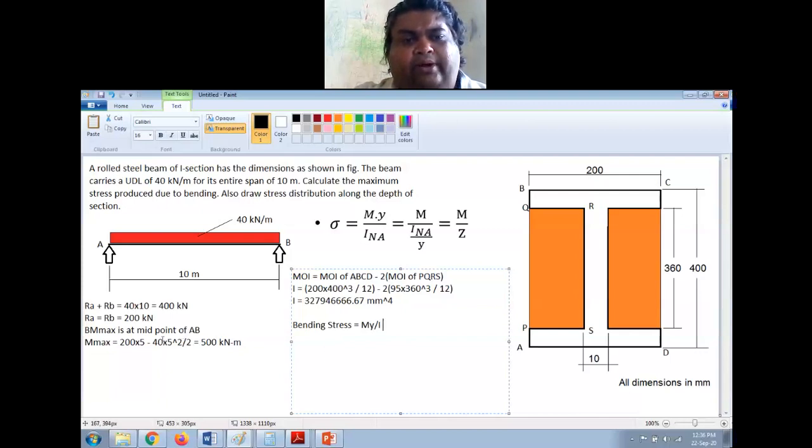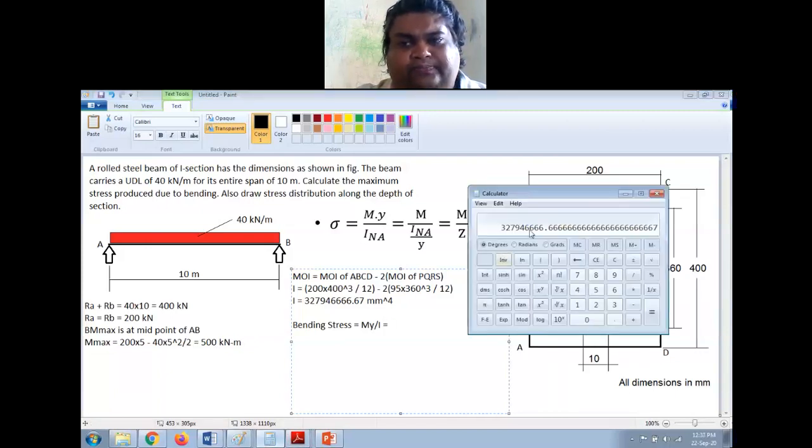Now the bending moment, I have to take the maximum bending moment because I need to find the maximum stress. The maximum bending moment is 500 kilonewton meter, right? So here I have moment of inertia in mm raised to 4. So we have to convert this kilonewton meter into Newton mm, right? Bending moment in Newton mm. Now how to do that?